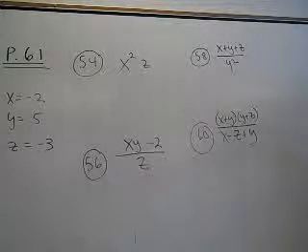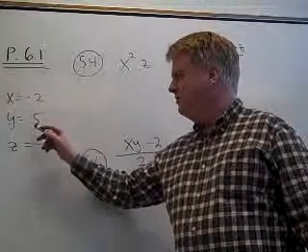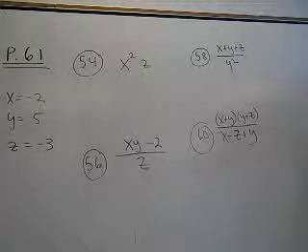So the last few things we're going to do is make substitutions. And it's just being careful about how things are expressed. You simply make the replacements. Whenever you see an x, you replace it with -2. Whenever you see a y, you replace it with 5. Whenever you see z, you replace it with -3. So let's see how that works in problem 54.